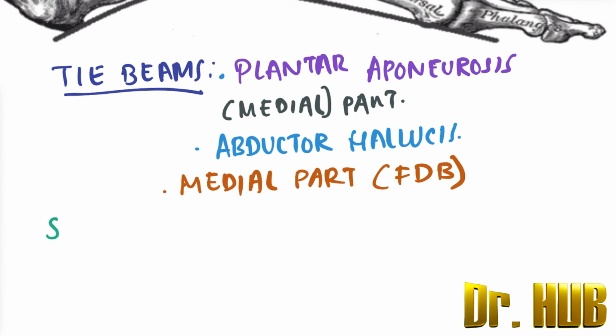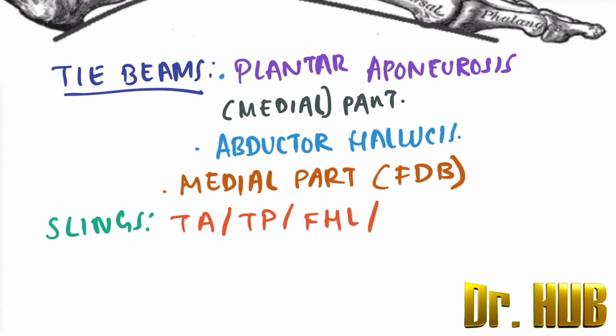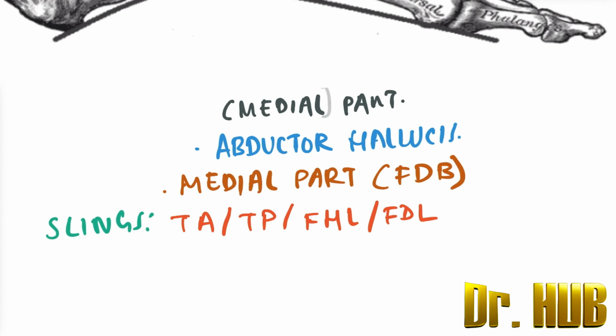So what about the slings? The slings here are by the tibialis anterior, so we are writing it as TA, tibialis posterior, flexor hallucis longus, that is FHL, as well as the flexor digitorum longus. So both the longus are here. So this was about the medial longitudinal arch.